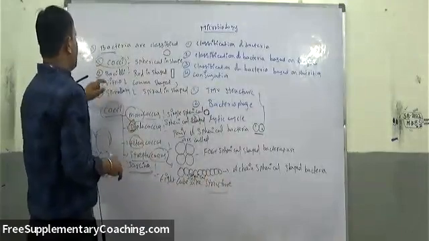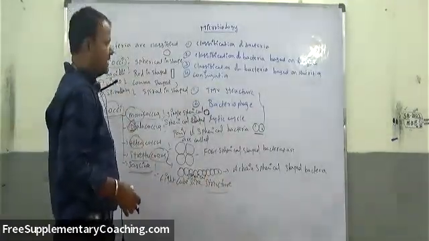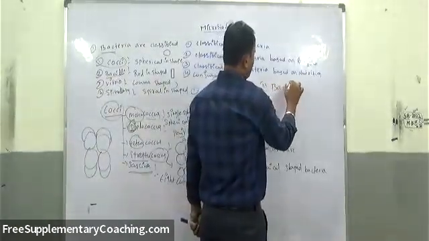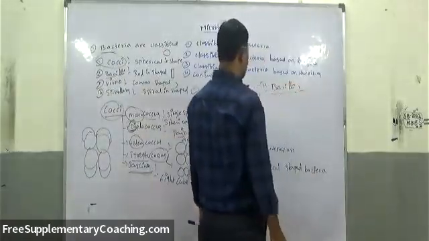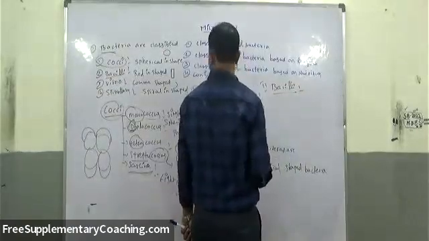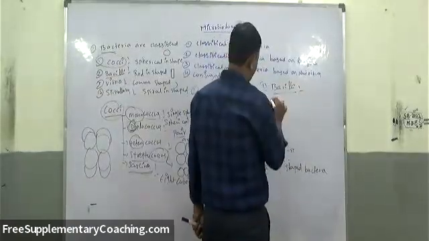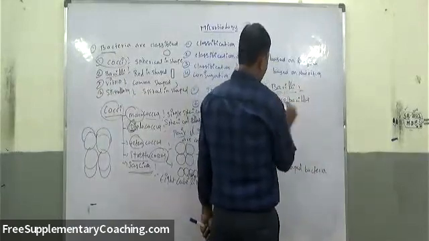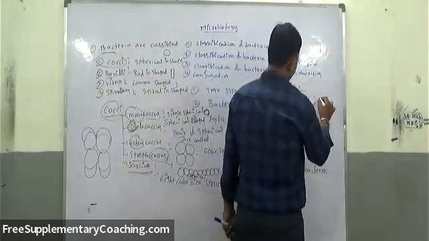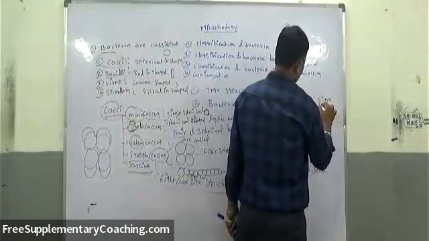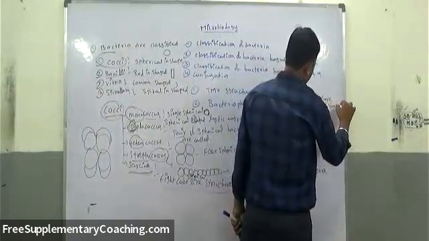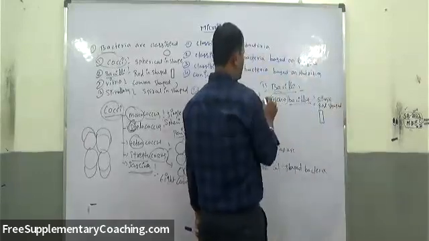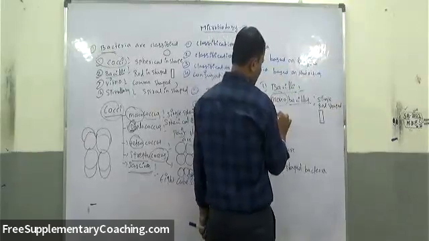Then bacilli. Bacilli means rod-shaped bacteria. These bacilli are further divided into monobacillus, diplobacillus, and streptobacillus. Monobacillus: you know already, mono means single and bacillus means rod-shaped, so a single rod-shaped bacterium is called monobacillus.